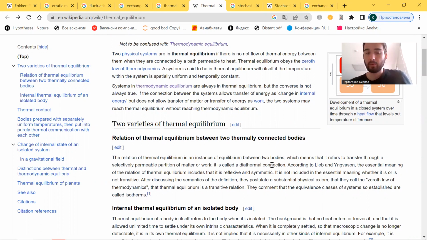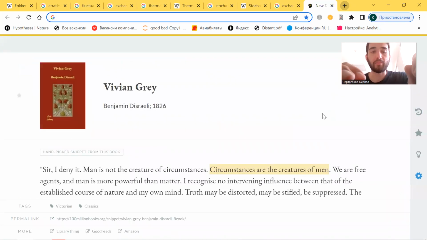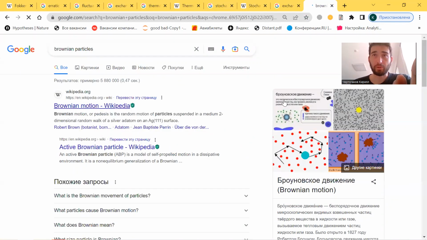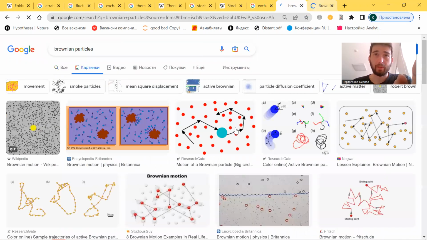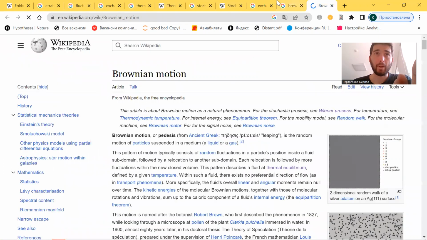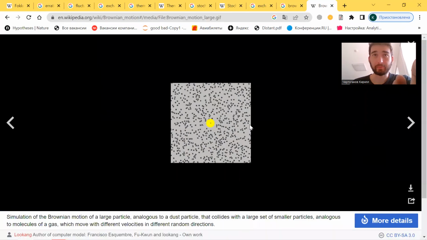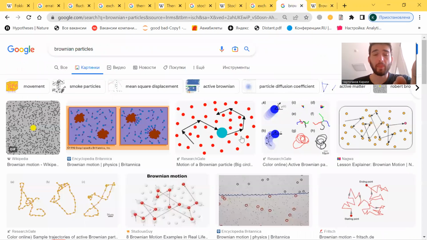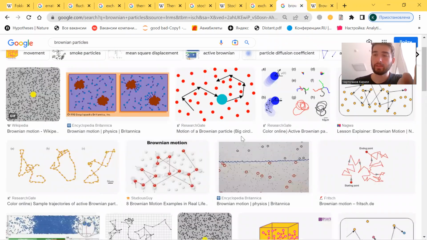And today we will talk specifically about Brownian motion, Brownian particles, and Langevin equations. So, what are Brownian particles? Brownian motion, as you can see here, is a random motion of particles. So it looks like this. Next, I will tell you why we need Langevin equations.